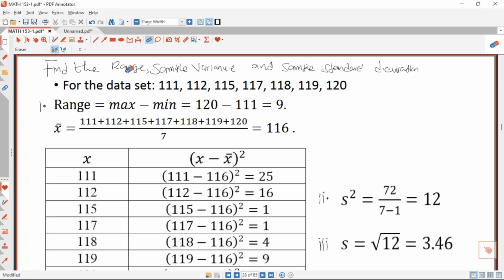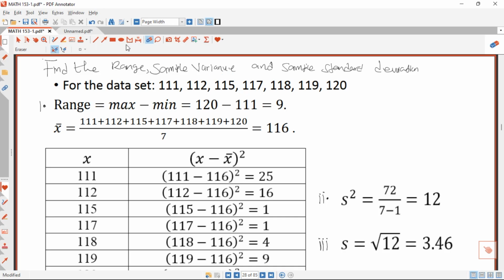Right now we have been asked to calculate our range. We know that our range is the difference between the maximum and the minimum value. So here our maximum value is 120, and our minimum value is 111. So you are just going to subtract our minimum value of 111 from 120 to get 9, right?